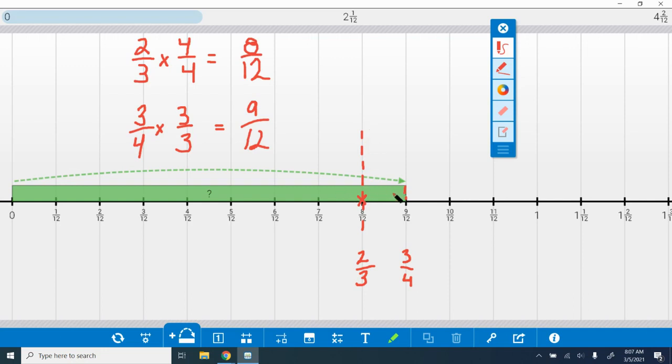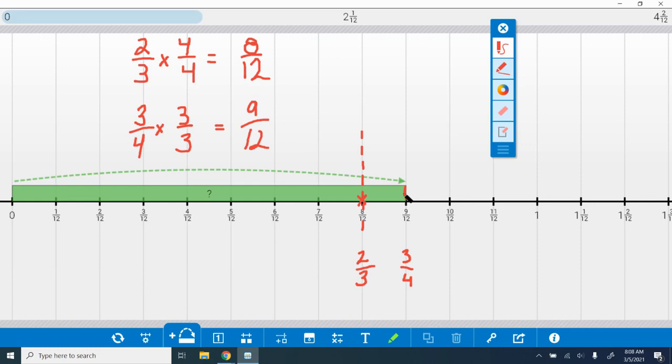Not the whole thing, right? Because here's where 2/3 stops, and the jump of 3/4 goes beyond that. So what portion of the 3/4 is in the 2/3? Let's count it up. Well, we have 1, 2, 3, 4, 5, 6, 7, 8 out of how many total? 9. So I think the answer is going to be 8/9.